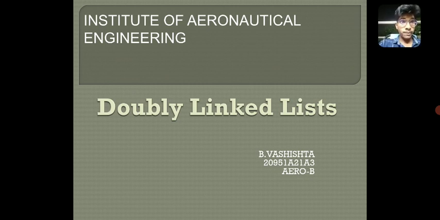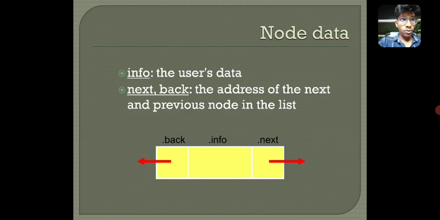Today I am going to explain about doubly linked list and how to implement it in Python. Before we go into the topic of a doubly linked list, first we have to know about node data.